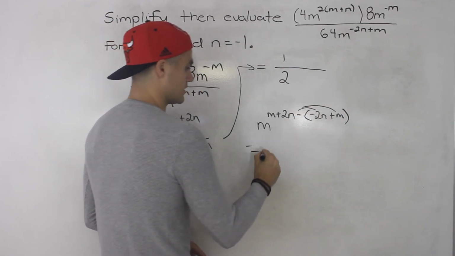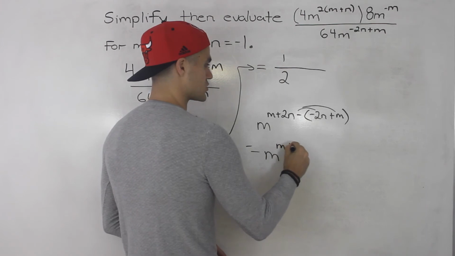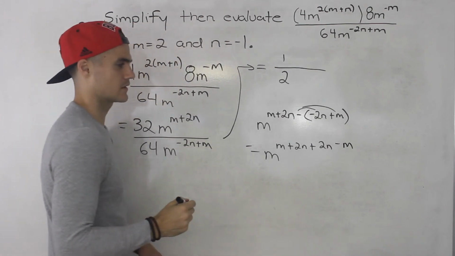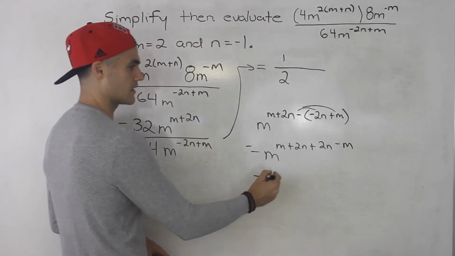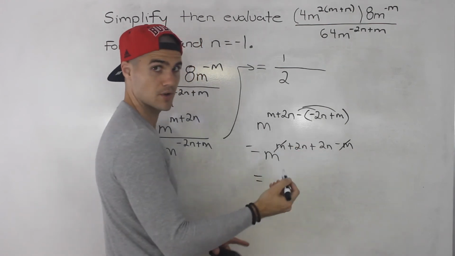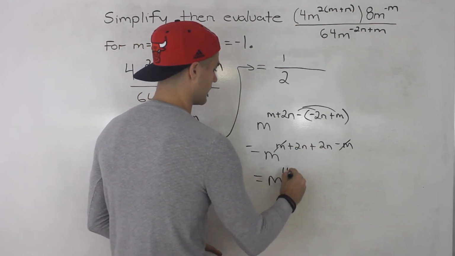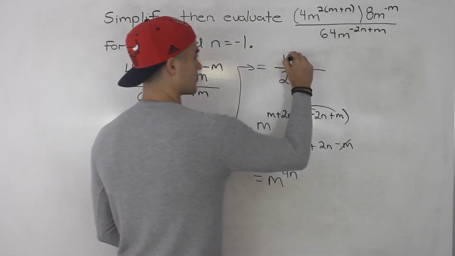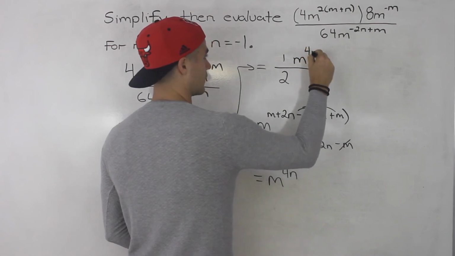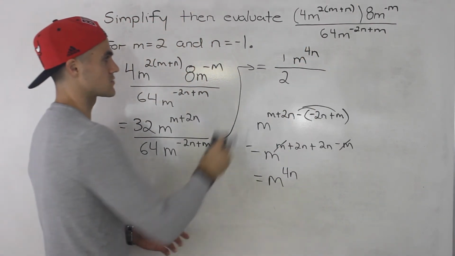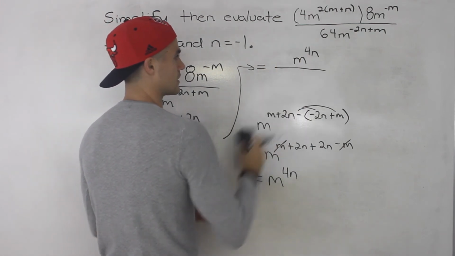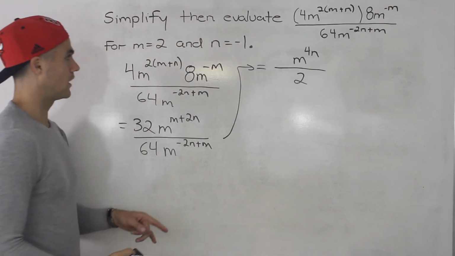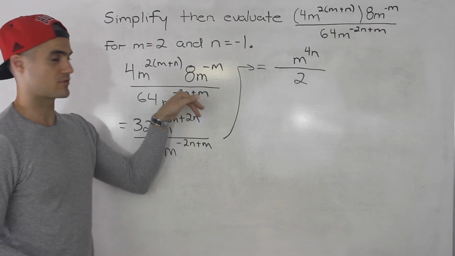Distribute the negative inside the bracket. So we'll have m to the power of m plus 2n plus 2n minus m, like that. And this would end up being what? The m's cancel out. 2n plus 2n is just 4n. And this is the exponent that's left in the numerator. So m to the power of 4n. And then this 1 here we don't have to write. There's nothing left in the denominator except for the 2. So that's what this expression simplifies to.